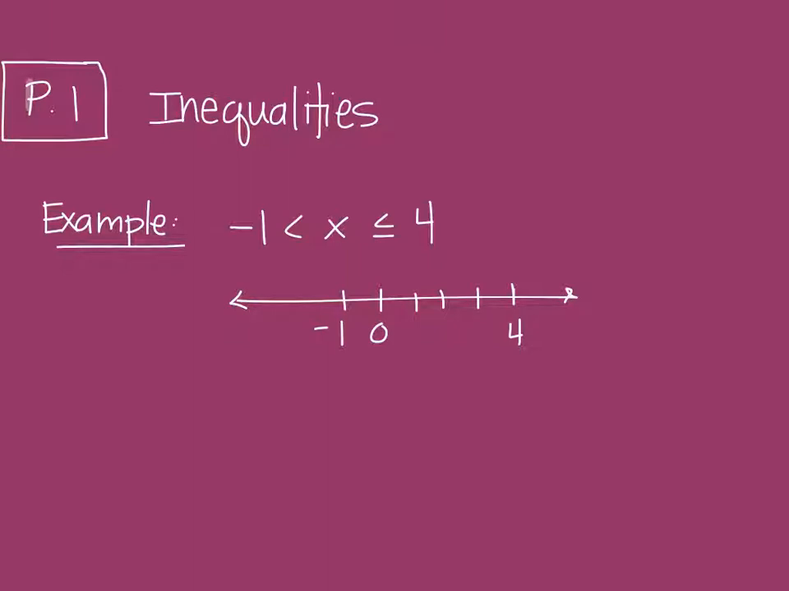Let's do it in a different color. Let's do yellow. Okay, an open circle because it does not include -1. And then the 4 would be a closed circle because it does include 4 because of the line underneath. And then you shade in between. So that would be how it would look on a number line.